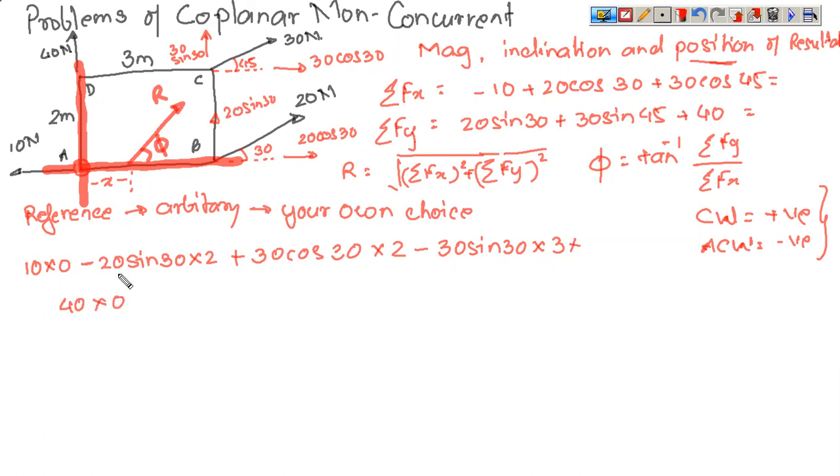This is the sum of moments produced by all individual forces. Now this is equal to the moment produced by the resultant taken about the same point. So what will be the moment produced by the resultant? So again, the resultant will also have two components. This is R sin phi, and you have R cos phi.